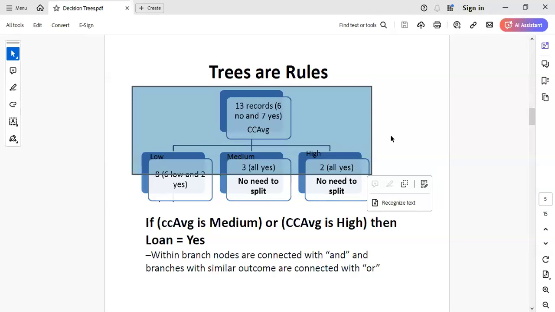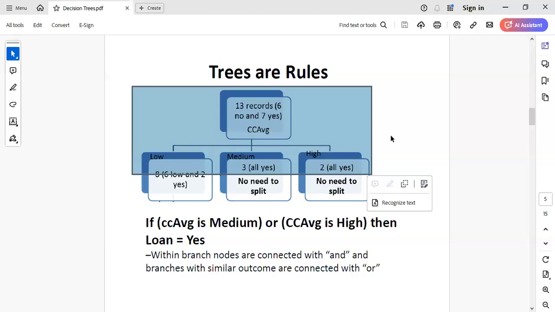When you have the right-hand side as yes, we can combine the left-hand side. So you can write, if CC average is medium or CC average is high, then loan is equal to yes. So if a person has credit card spending average as medium or high, then that individual will get a loan. This is what this rule is saying.